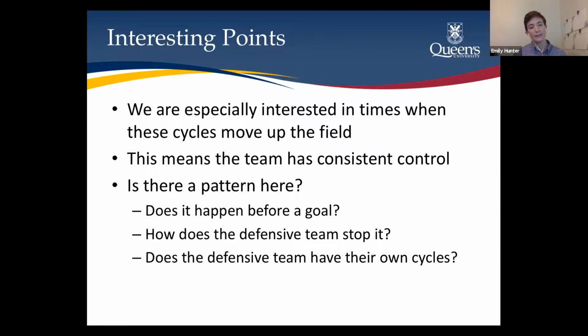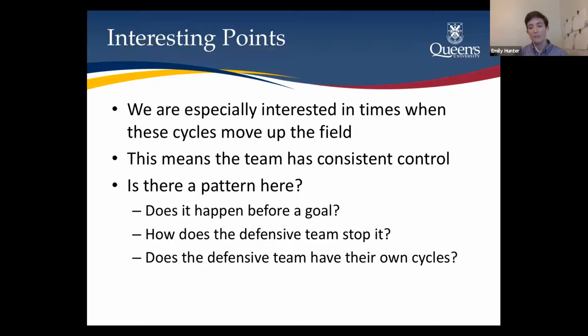Okay, so like I said, the parts that we're especially interested in this model are the times when the cycle moves up the field. To us, this means that the team has consistent control and stability of the game. And we can be pretty confident that if any player in that cycle gets the ball, they'll have options. And on the other hand, if anyone in the cycle loses the ball, there'll be people pretty close by to be able to make it up.